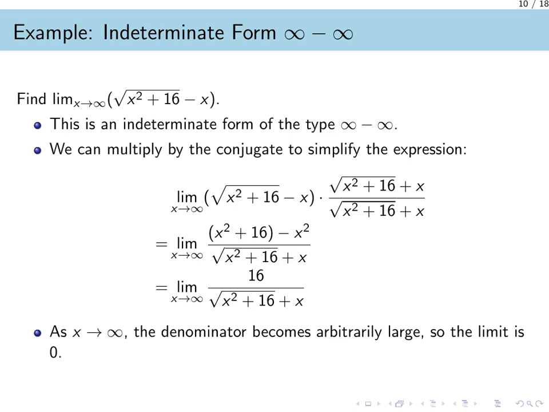The conjugate here is the same expression with a plus sign, the square root of x squared plus 16 plus x. When we multiply the top and bottom by this conjugate, the numerator simplifies to just 16. The denominator, however, still grows towards infinity as x increases. Since we end up with a constant 16 divided by an infinitely large number, the entire expression approaches 0. So, multiplying by the conjugate is a key algebraic trick for resolving this type of indeterminate form.